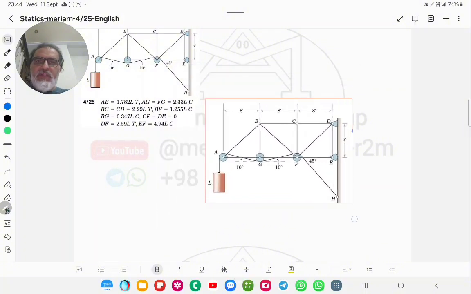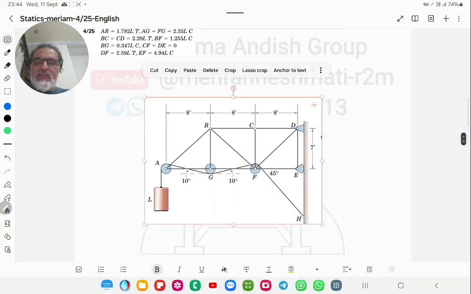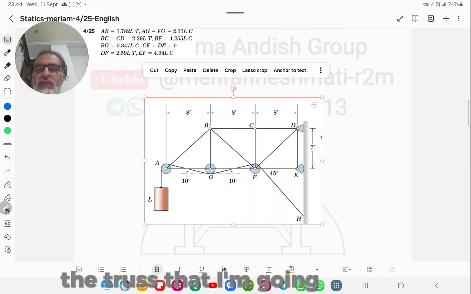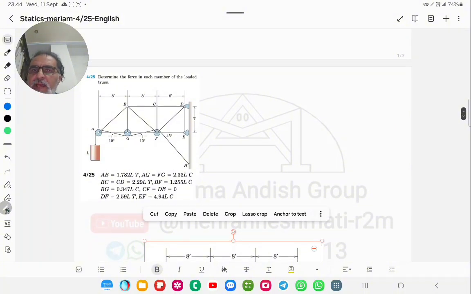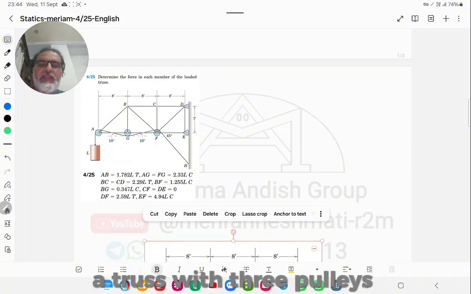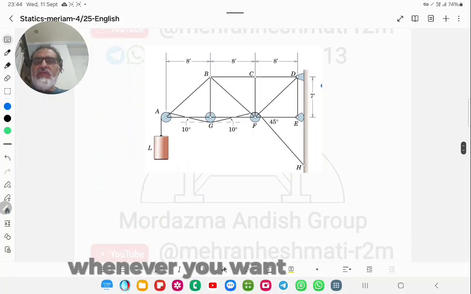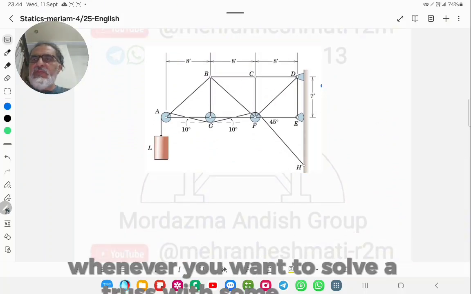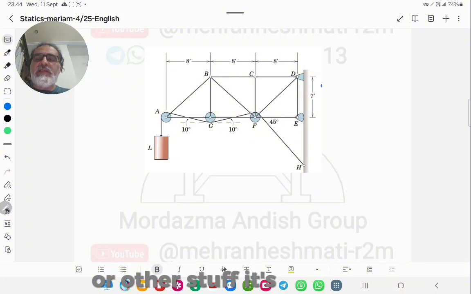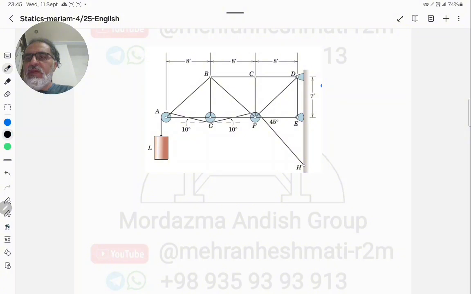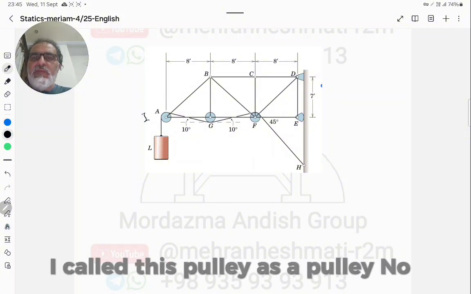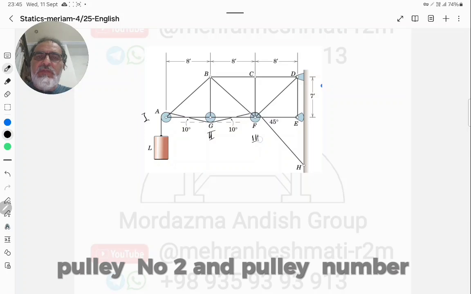First of all, the truss that I'm going to solve is a truss with 3 pulleys. Whenever we want to solve a truss with some pulleys or other stuff, it's better to disconnect all stuff such as pulleys from the truss. Now I call these pulleys pulley number 1, pulley number 2, and pulley number 3.